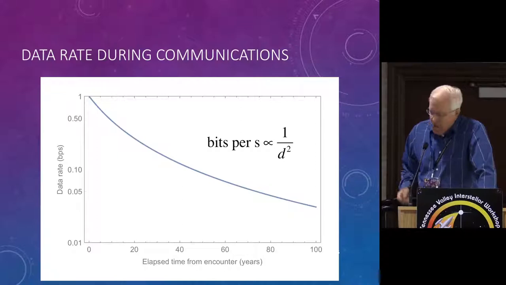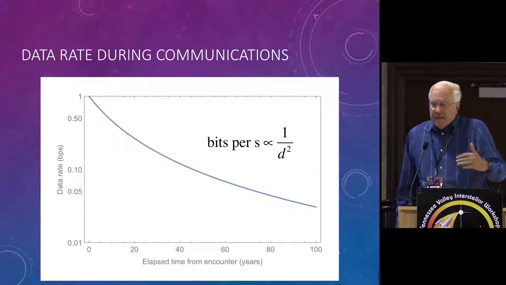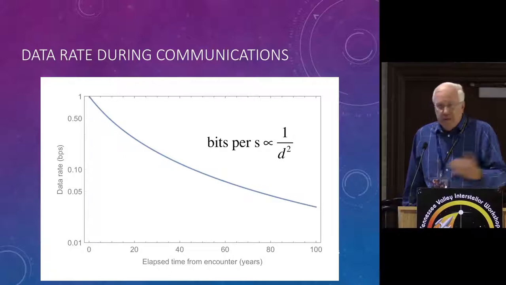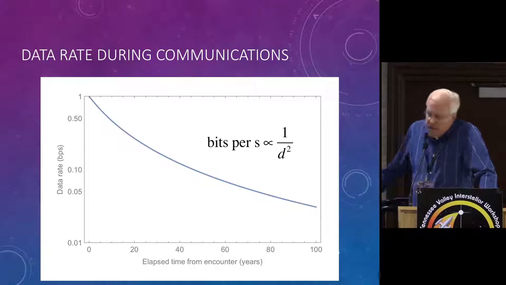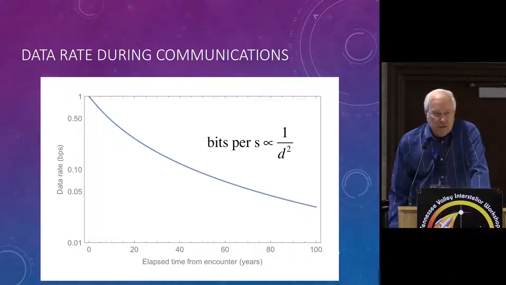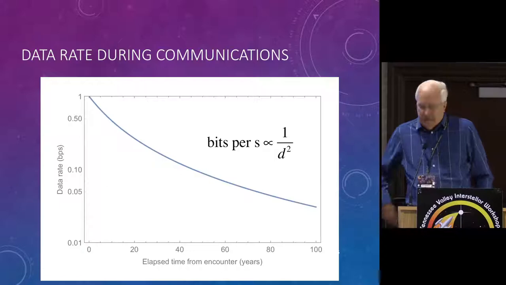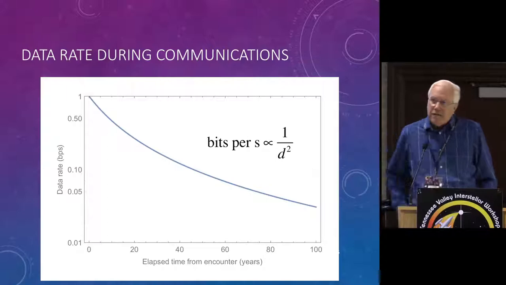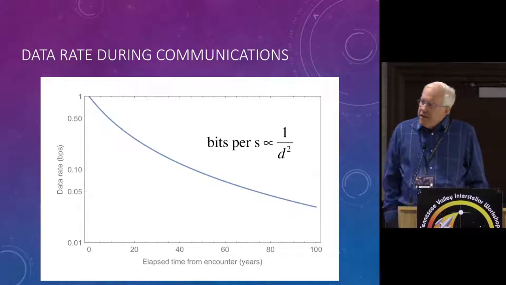Now, one of the things to keep in mind is during the communication phase, after we've passed the target, the distance of our spacecraft to the Earth is increasing fairly rapidly because it's moving still at 20% of the speed of light. So the rate at which we can transmit data is going down as the square of that distance. So, for example, after 20 years, the distance has doubled and the data rate is decreased by a factor of 4. And after 100 years, the data rate has gone down to about 3% of where it started.